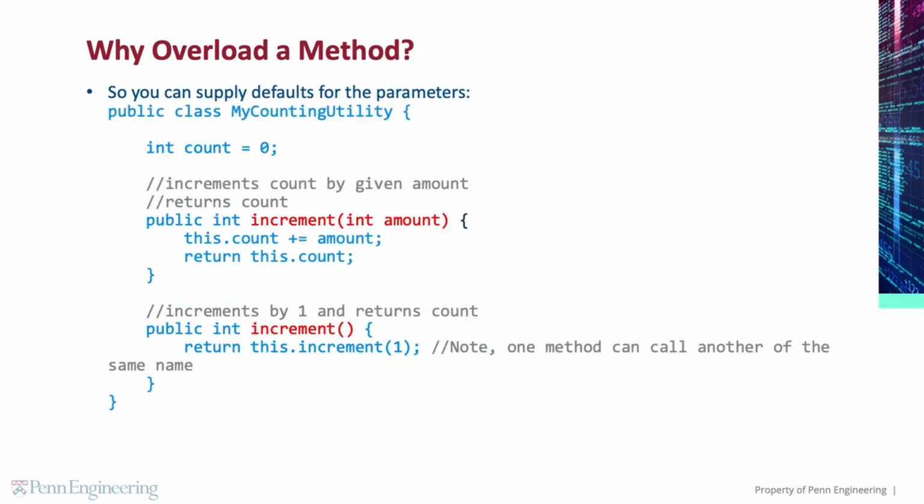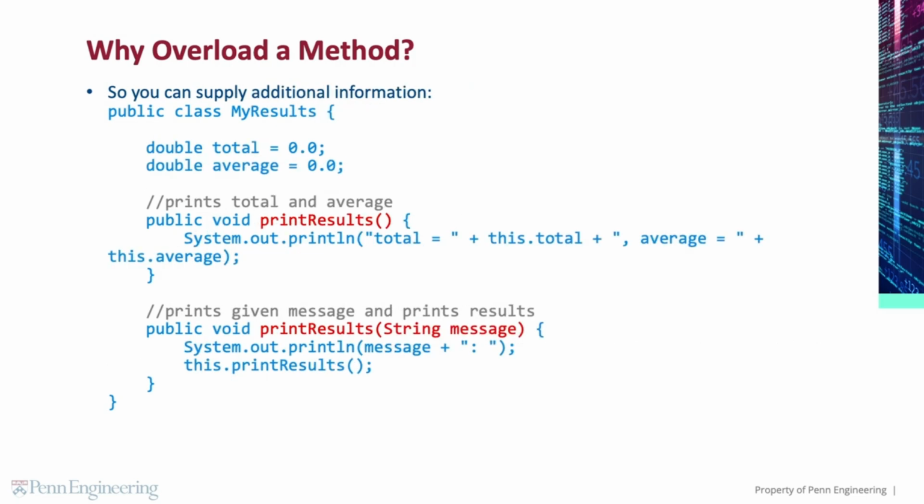Another reason to overload a method is so you can supply defaults for the parameters. In this myCounting utility class, we have an increment method that takes a given amount, increments the count instance variable, and returns the new count. Then we have another increment method that doesn't take an input at all. It increments the count instance variable by 1 by calling the first increment method with a default argument of 1 and returning the result.